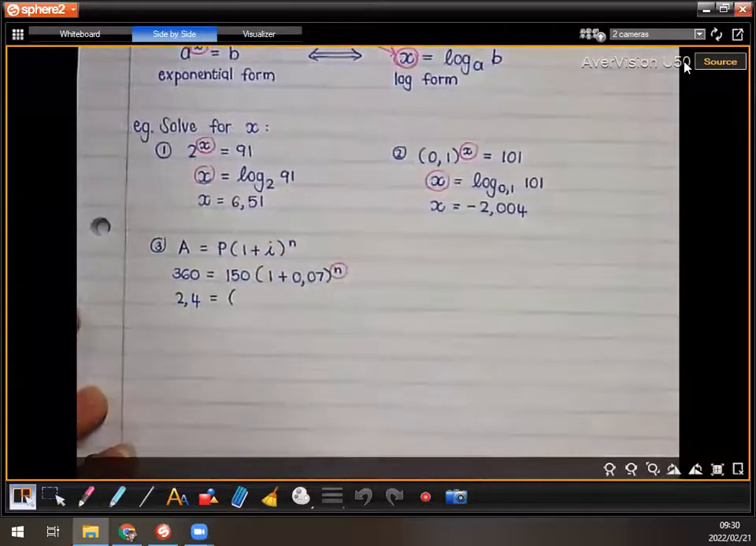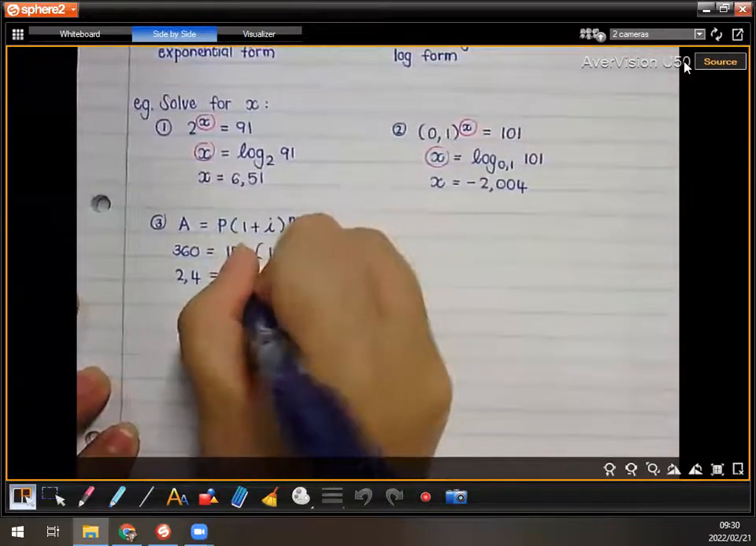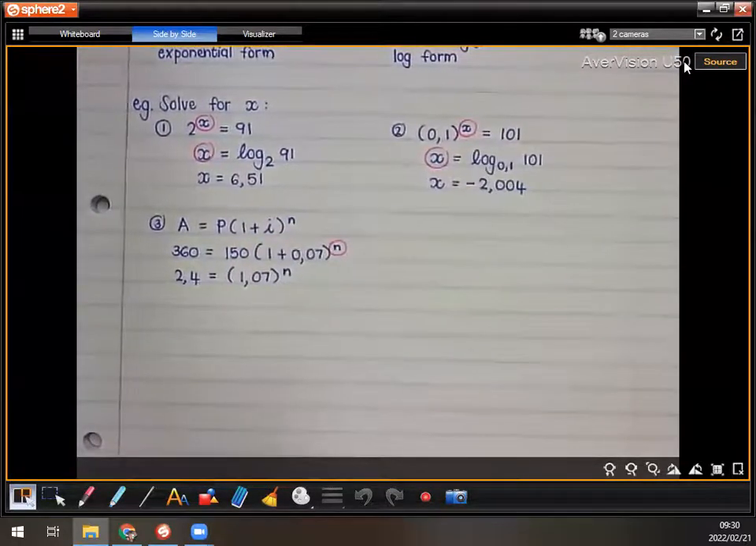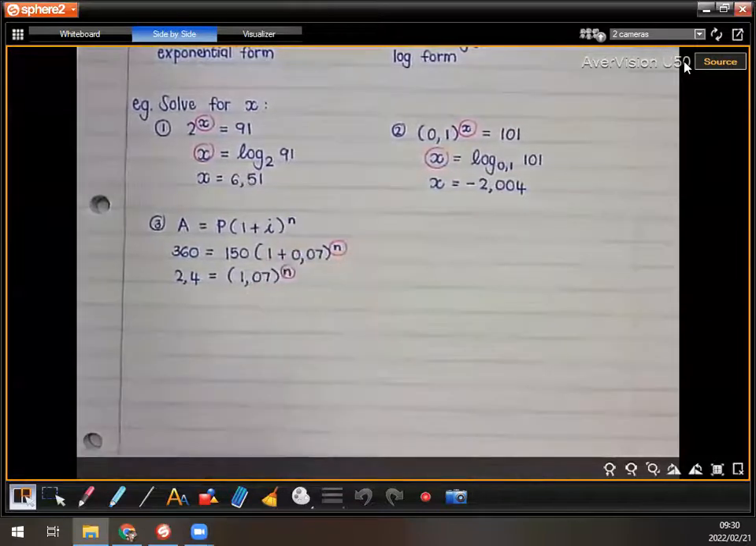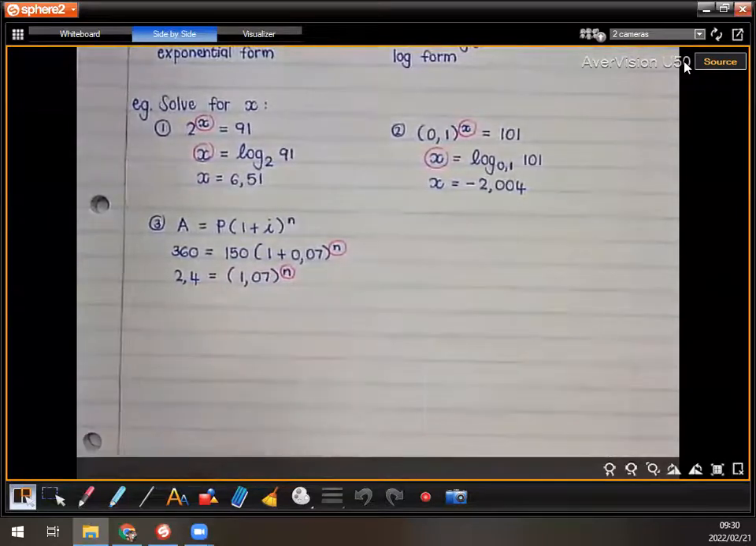And what is 1 plus 0,07? 1,07, yes, to the power of N. Right, we want to solve for N. Do you guys see that we can't make these bases the same? How am I going to write 2,4 as 1,07 to the power of something? All right, we could do it by trial and error, but instead of that, let's use logs now.